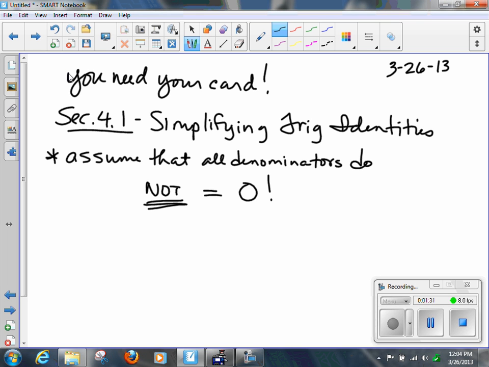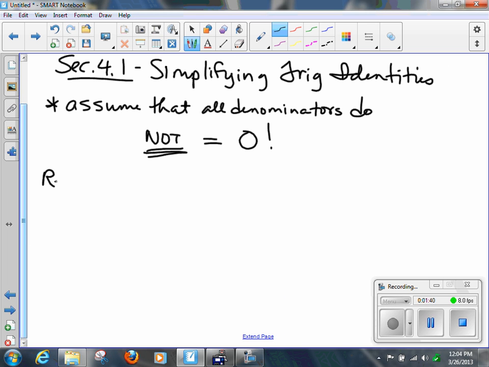Now, no, you don't do anything. I'll tell you when to put it on the card. All right, so we're going to revisit some reciprocal identities. And you ought to be able to remember these. If you learned them, you will remember them. If you didn't learn them, then oh well.